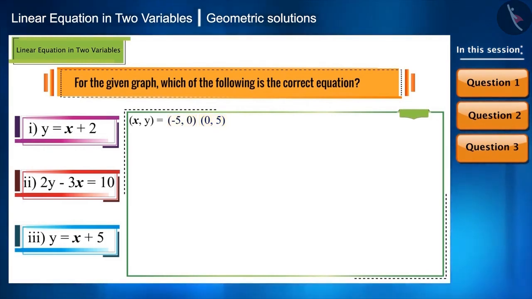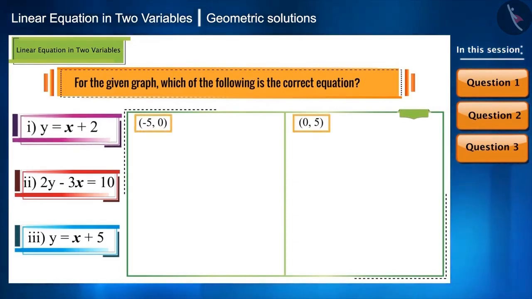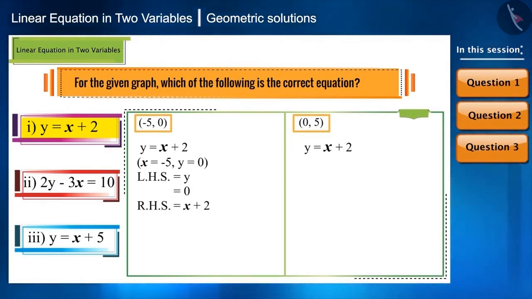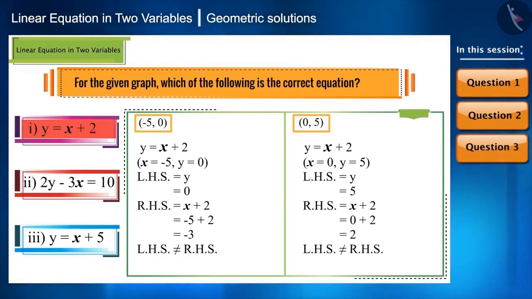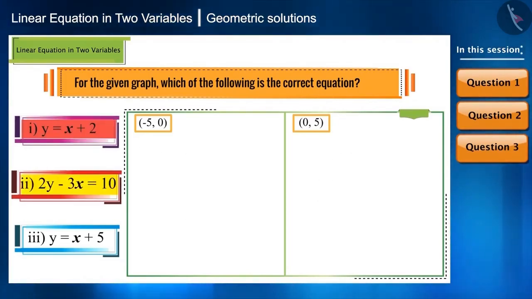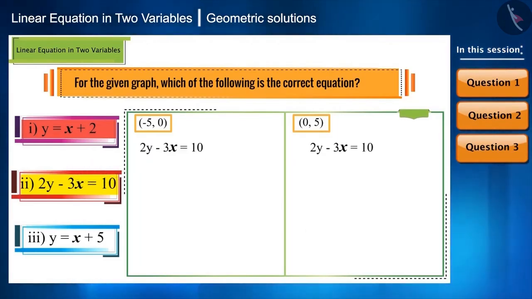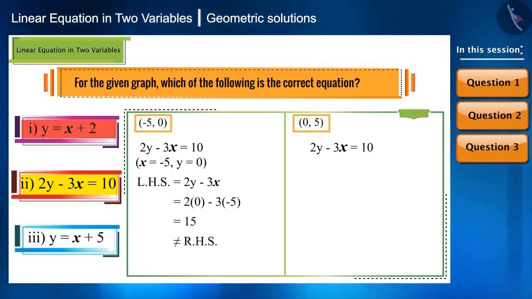Now, we will put both these values in all the equations and find out which equation is true for these values. Replacing x and y with these coordinates in equation 1 is not satisfying the equation. Similarly, equation 2 is not satisfied when x and y are replaced by the (-5, 0) coordinates.